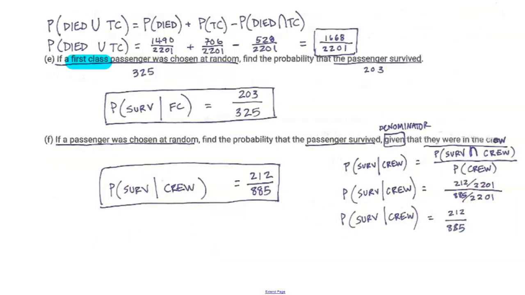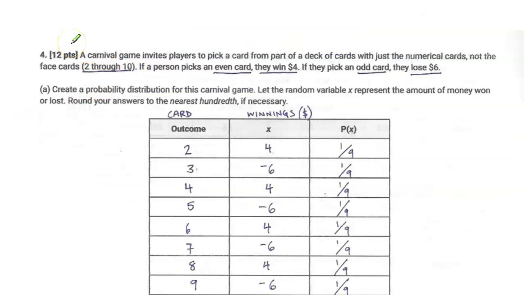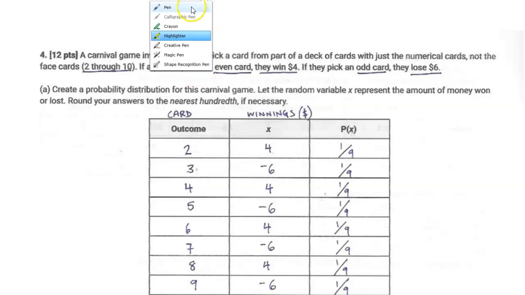Also, please know how to use these formulas because, hint, hint, you might have to use them on the final. For question 4, this is a probability distribution, and it's easy for you to figure out if you just read the problem carefully. It says we're looking at a carnival game where people pick cards from a deck, not just the face cards, rather, just the number cards from 2 through 10.